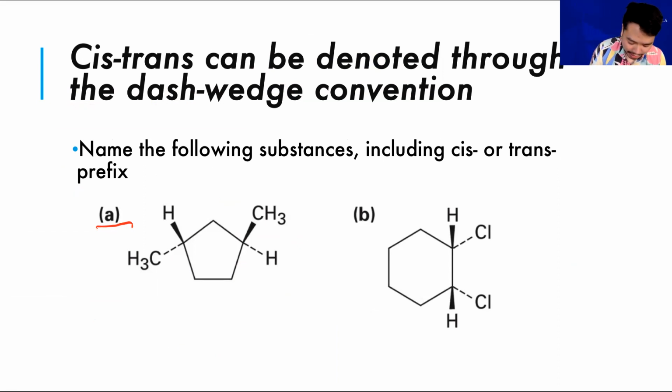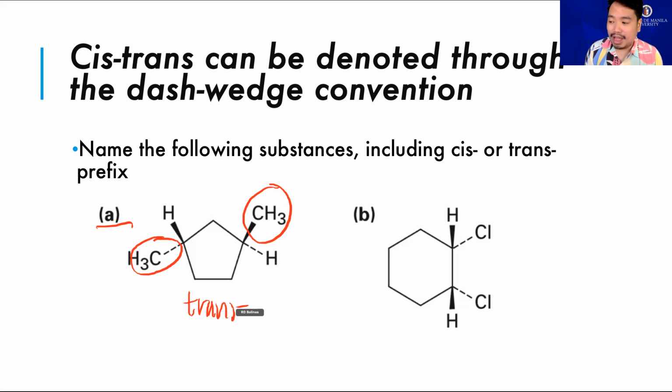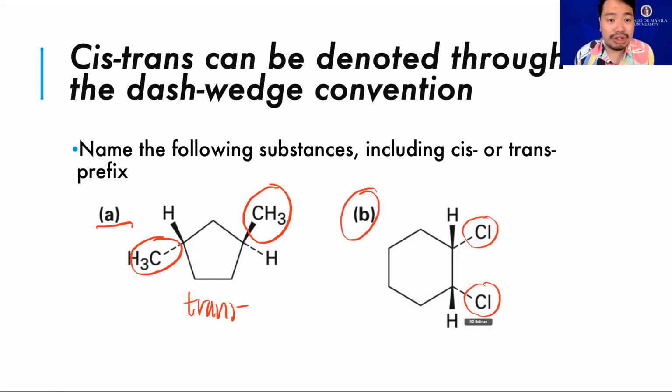This is the trans. So one is going away from you, one is going towards you. So this is trans. And then you fulfill the rest of the name. How about letter B? The two main groups, the chlorines, they're both on a dashed position or a broken line position. So this is the cis isomer. How would you finish the name?